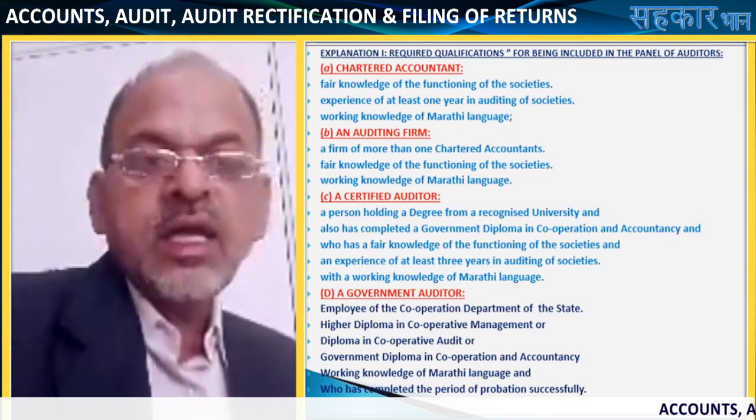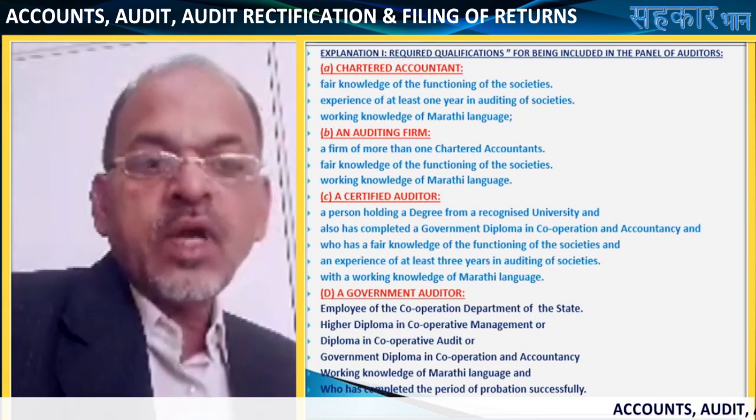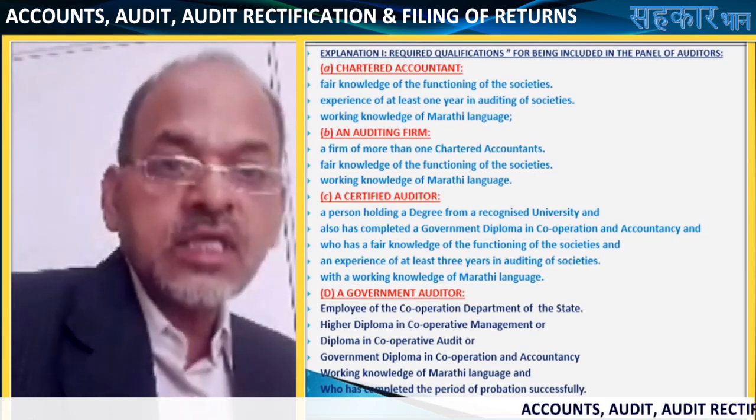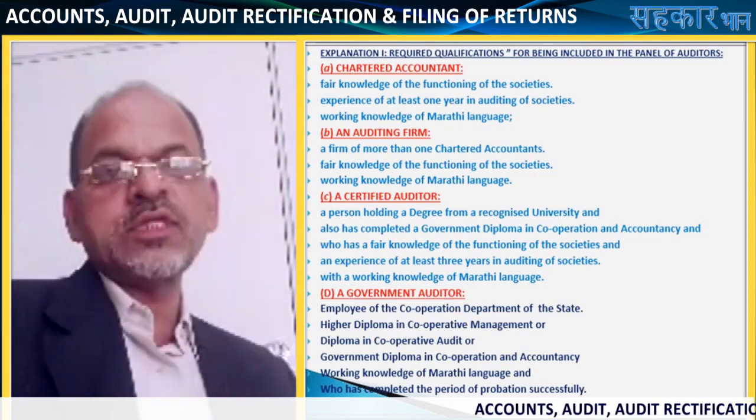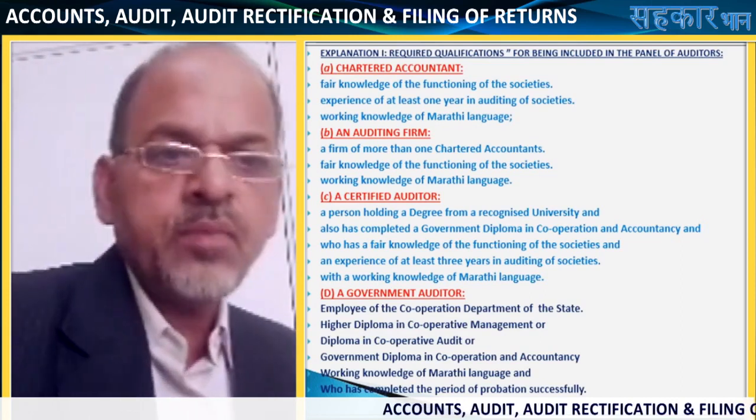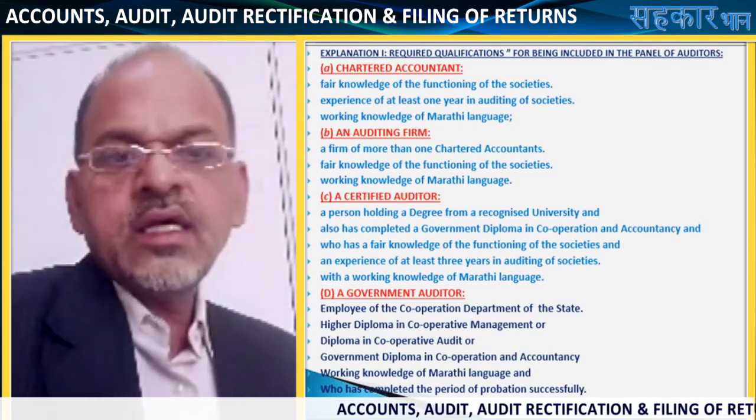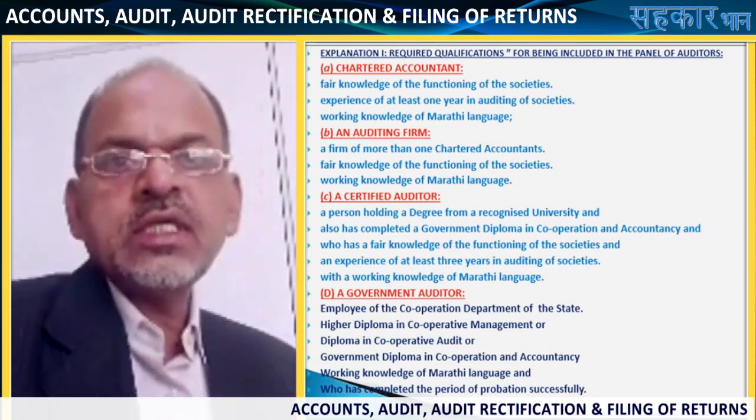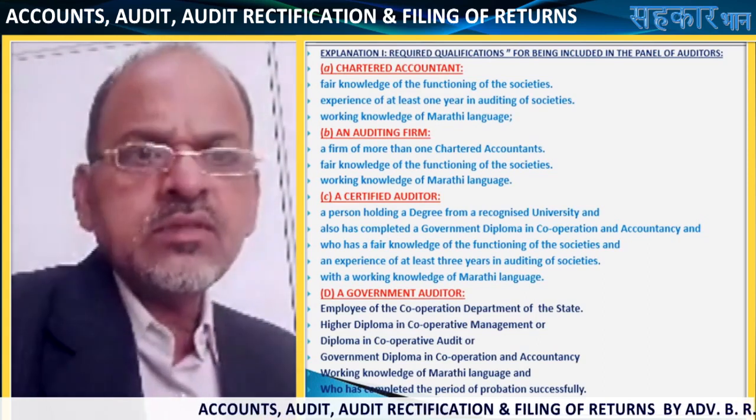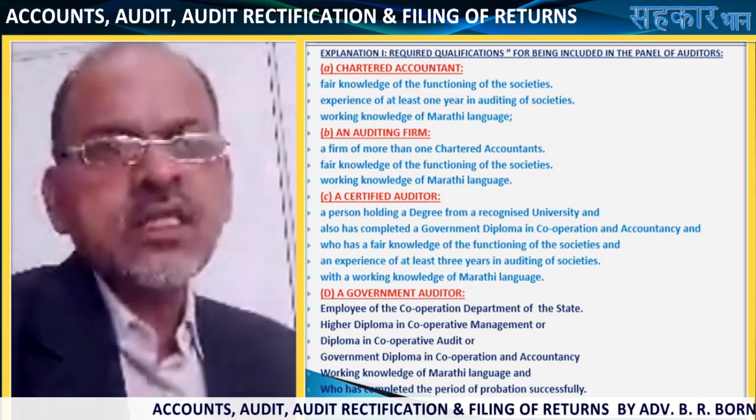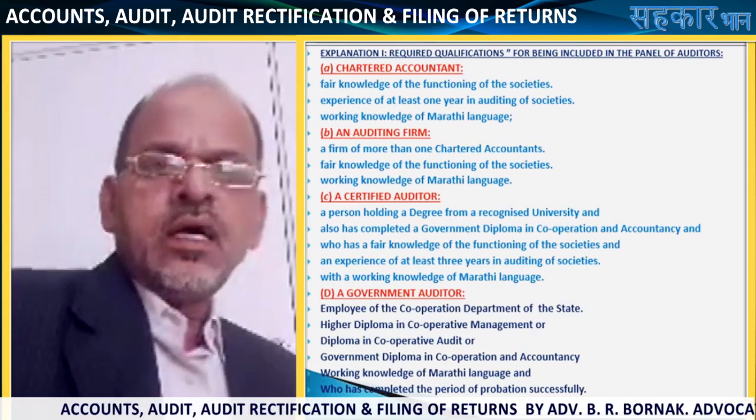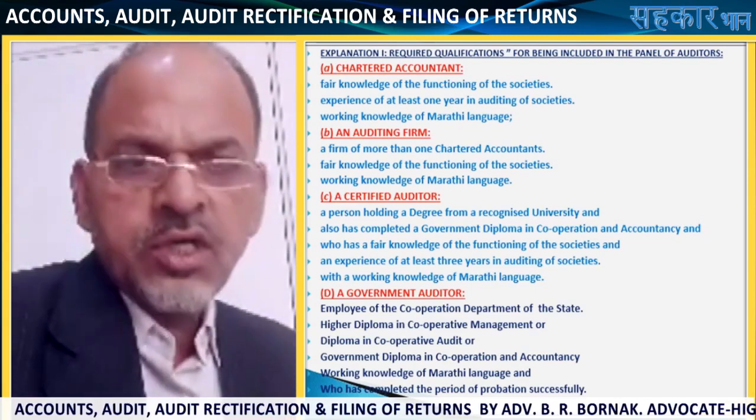and besides this working knowledge of Marathi language, and who has completed the period of probation successfully, means in the cooperation department who has completed probation and who has working knowledge of Marathi language can be appointed as a statutory auditor of the society. So these are the four categories which can be appointed as a statutory auditor. These are the required qualifications, experience and other knowledge, etc., for being a statutory auditor of a cooperative society.